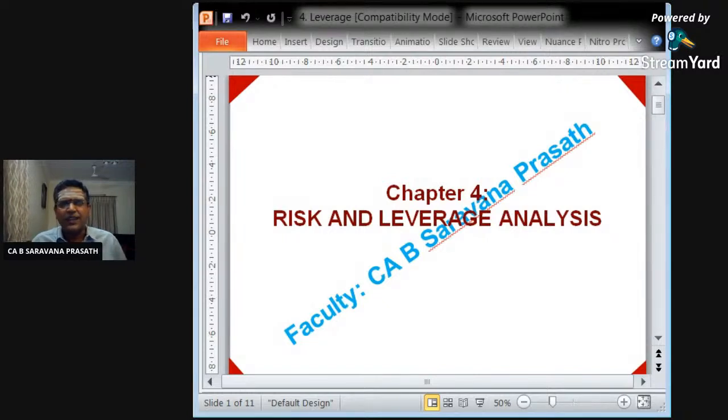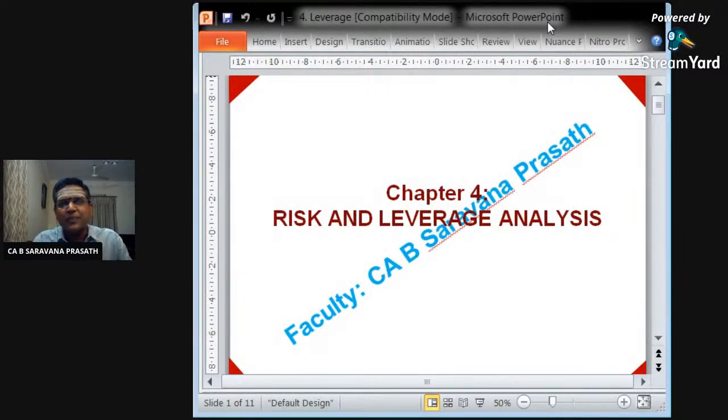Now, generally, what is the meaning of leverage? Leverage is a factor, something which creates an advantage for an entity up to a particular extent. Too much of the same factor creates a risk. If it is favorable, creates an advantage, we call it leverage. If it creates a disadvantage, we call it risk, in simple terms.